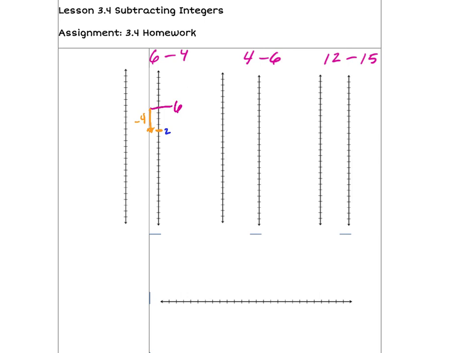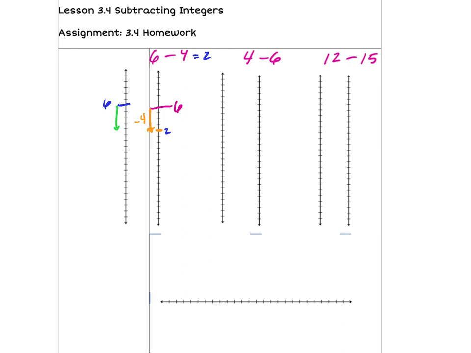Because 6 minus 4 is 2. You already knew that. But my question for you is this: what would you add to 6 to get 2? Because 6 minus 4 is 2, right? What would you add to 6? Go back to your notes. Which direction do we go if we want to go down? We want to go down 4. What did we add to go down 4? Think about that for a minute.